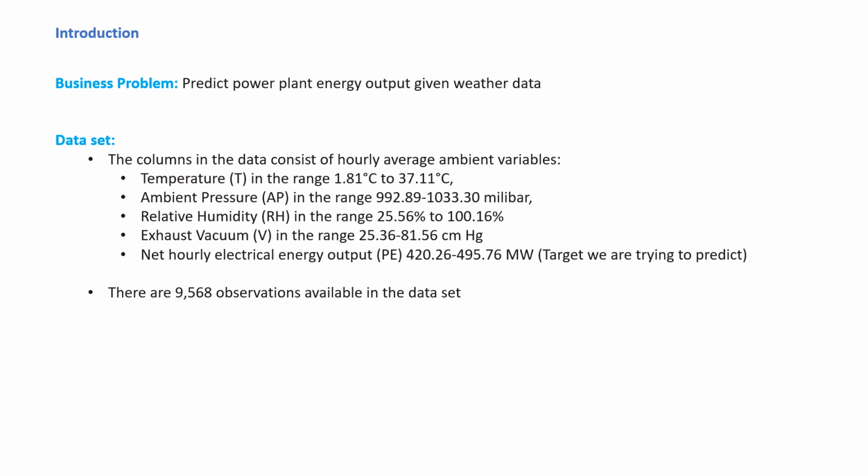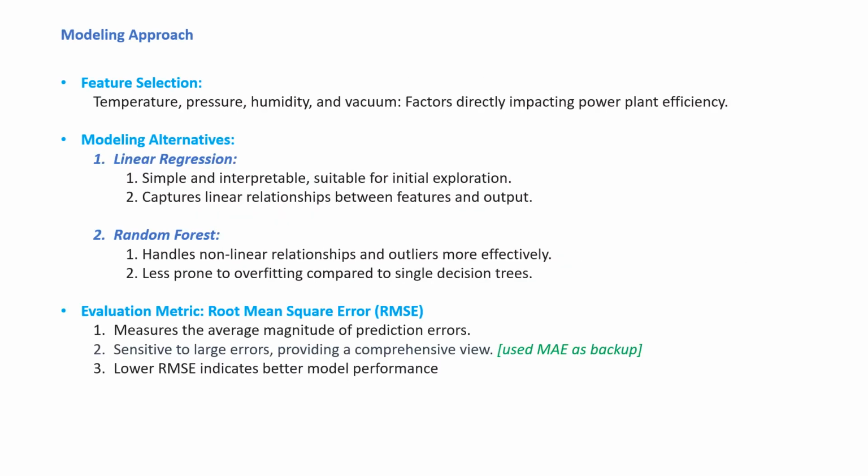The data set available to us is primarily the temperature, ambient pressure, relative humidity, exhaust vacuum, and of course the net hourly electrical energy output, signified as PE. There are about 9,500 observations available in this data set.